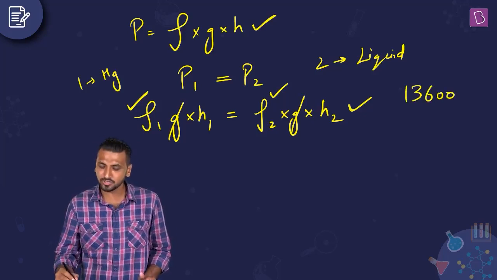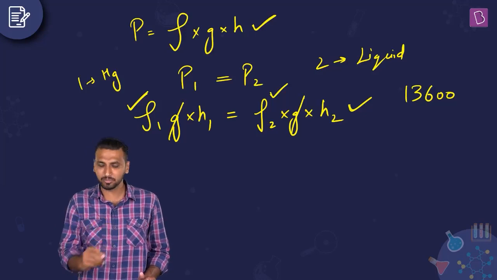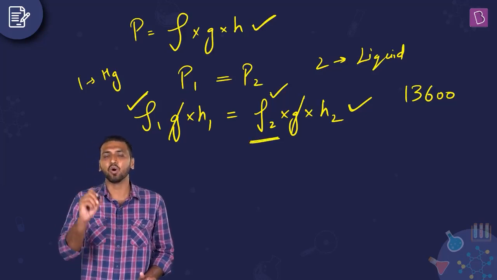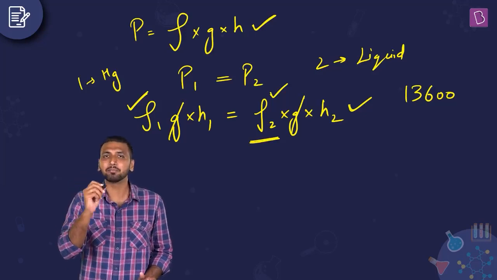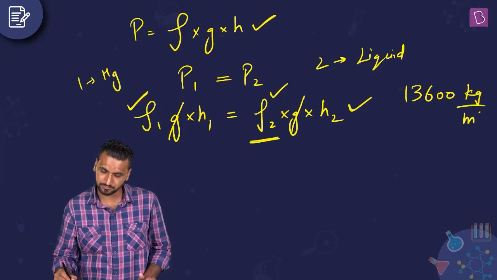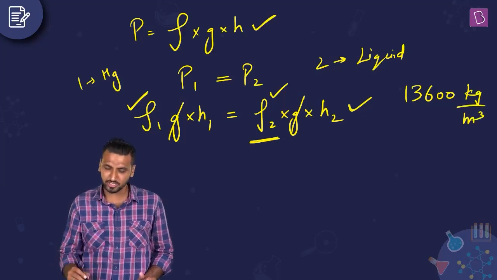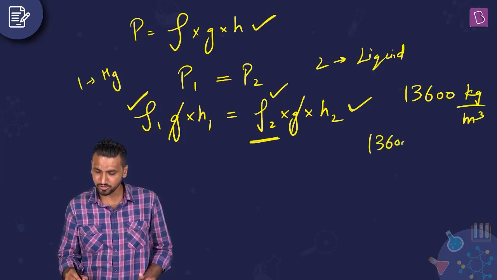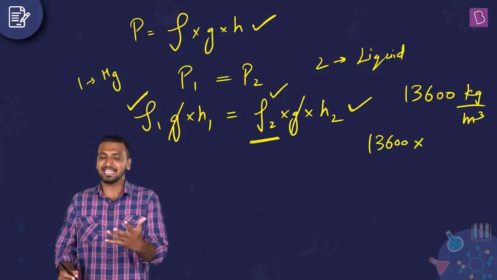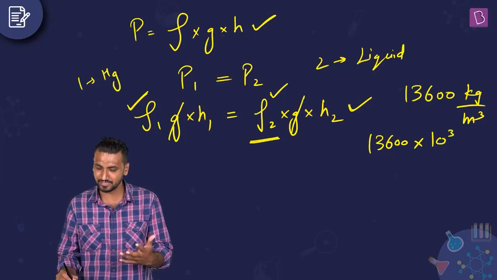I want to convert this density to gram per centimeter cube. Why? Because my ρ2, the density of another liquid, is 1.2 g per cc. So kg per meter cube. Okay, let's use the conversion. 13600 kilogram into gram. What is it going to be? 1000, 10 to the power 3 grams.